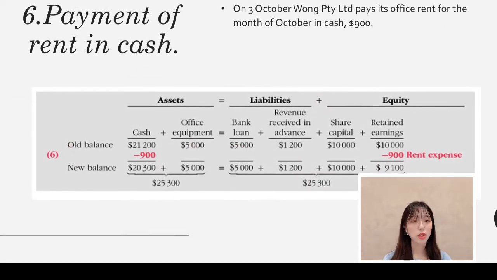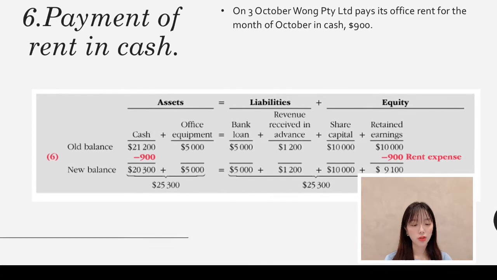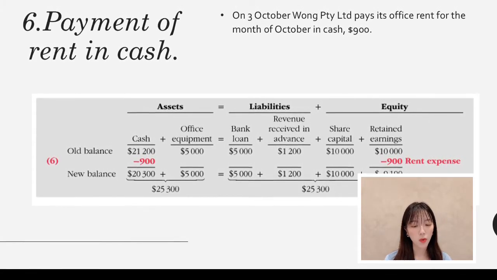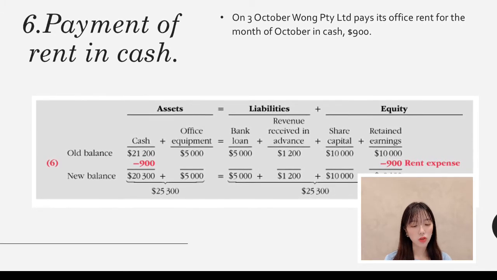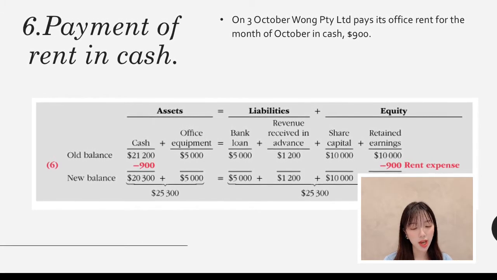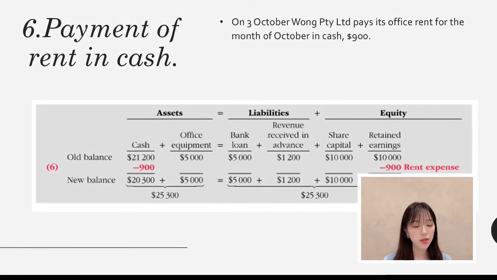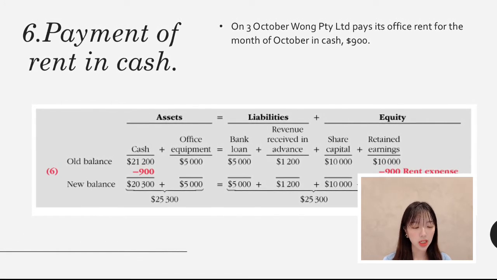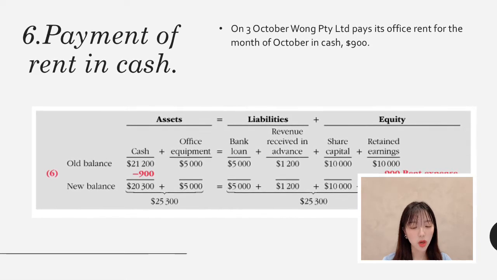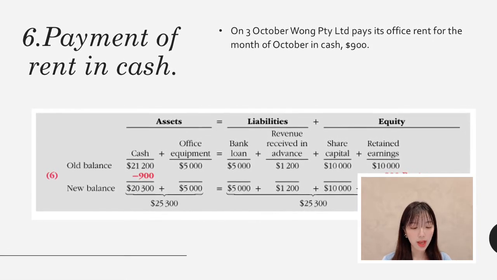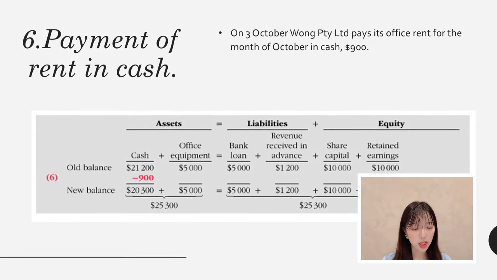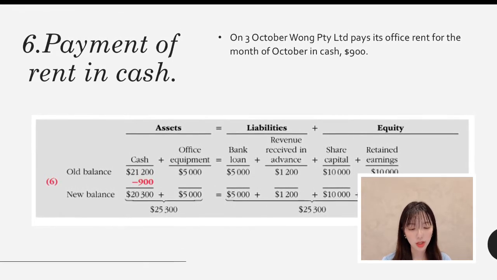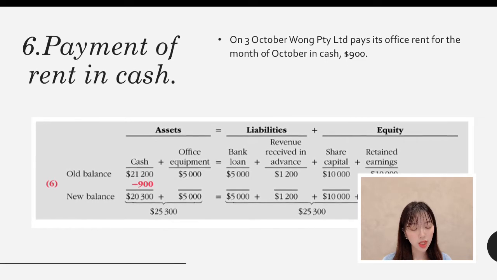Number 6. Payment of rent in cash. On 3 October, One Limited pays its office rent for the month of October in cash, 900. Rent is an expense incurred by One Limited in its effort to generate revenue. Expenses decrease equity. This transaction results in a decrease in cash and an increase in rent expense.